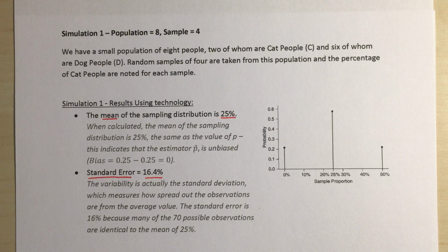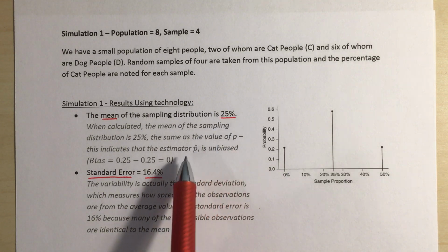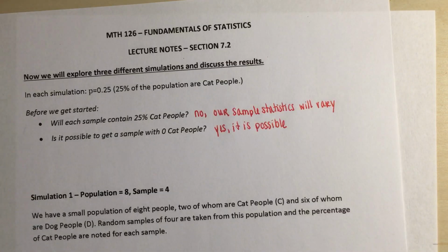When calculated, the mean of our sampling distribution is 25%, the same value as P. This indicates that our estimator p hat is unbiased because 0.25 minus 0.25 gives us 0. The fact that this mean is the same as our population value means this is unbiased. Our standard error is 16.4%, and we're going to compare our standard error as we go through the next few simulations. This is going to be the largest one that we see because we have the smallest population and sample size.